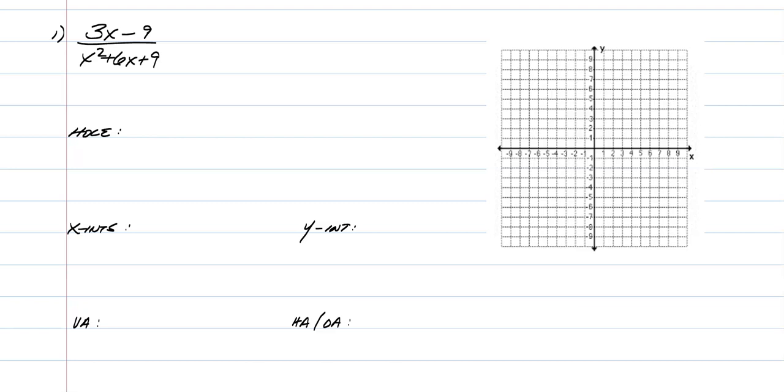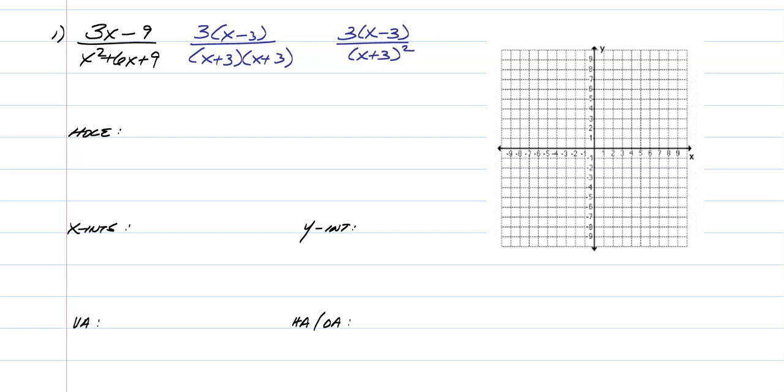Okay? So, step one is always to factor the function if it can be factored. So this is going to become 3 times x minus 3 over, and this would factor to x plus 3 times x plus 3, which means we have 3 times x minus 3 over x plus 3 squared. Remember, squaring a term sometimes has an effect that you need to work on.